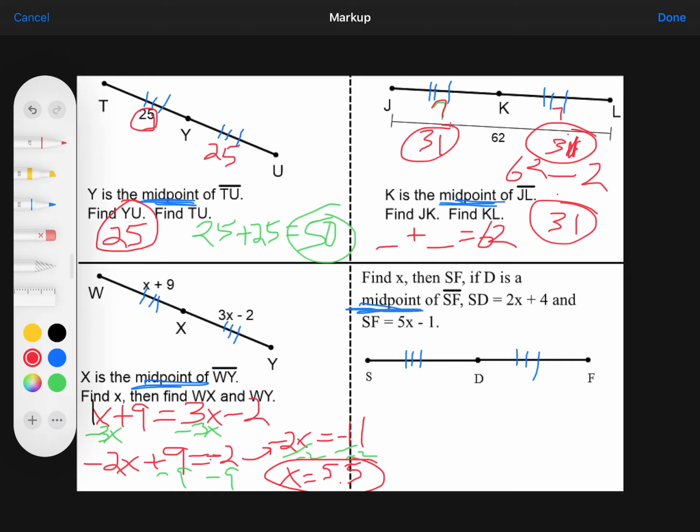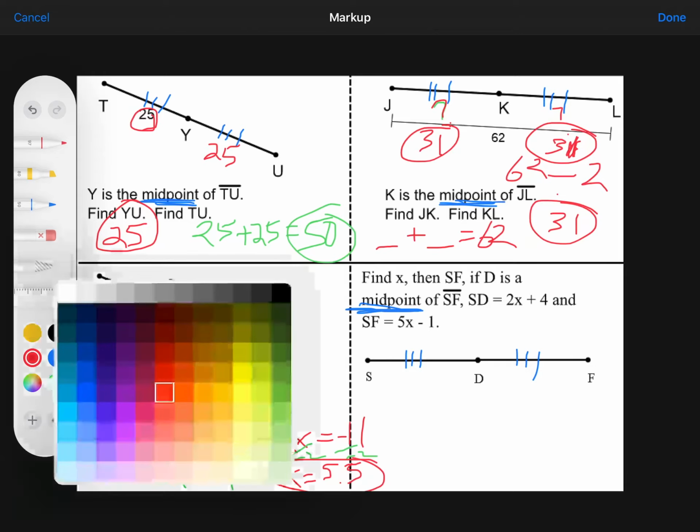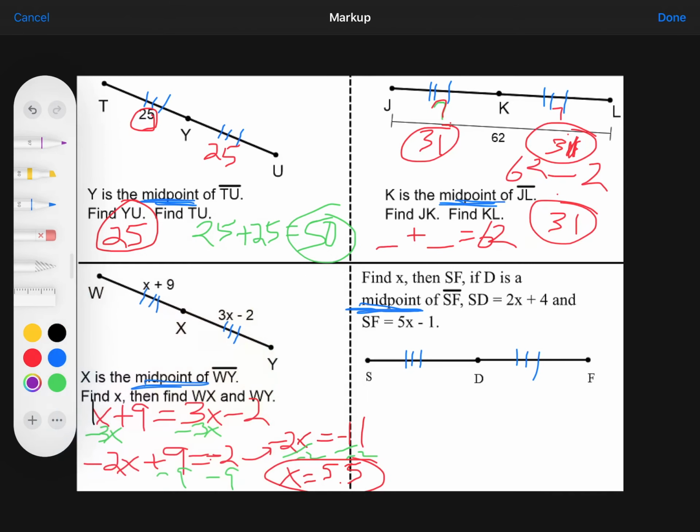All right, so then what we have to do from there is, it says find WX and XY. Let me grab purple. If we're trying to find WX, it is this part right here. So what you do is take x plus 9 and plug in your answer of 5.5. That gives you 14.5.